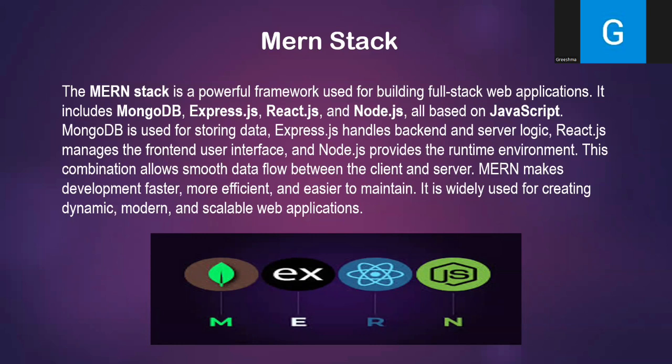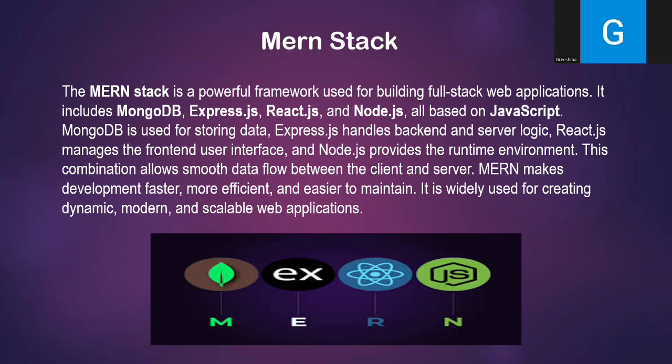And I will be explaining about the MERN Stack and how we use it in our project Homely Hub. The MERN Stack is a full stack JavaScript framework used to build modern web applications. It combines four main technologies: MongoDB, Express.js, React.js, and Node.js, all based on JavaScript, which allows developers to use a single language throughout the entire project. Each technology plays a specific role.